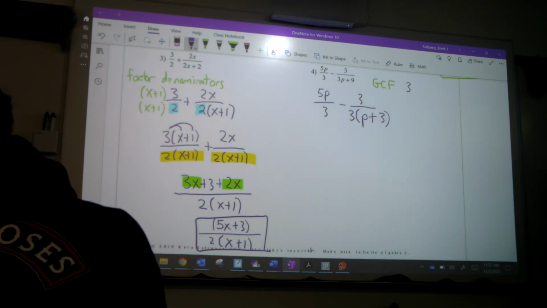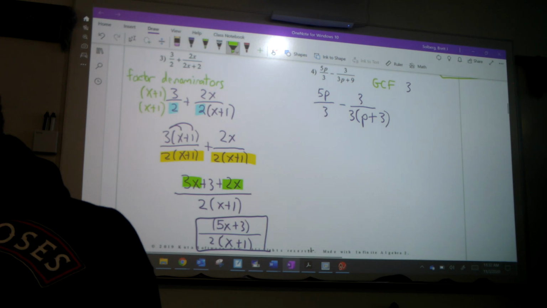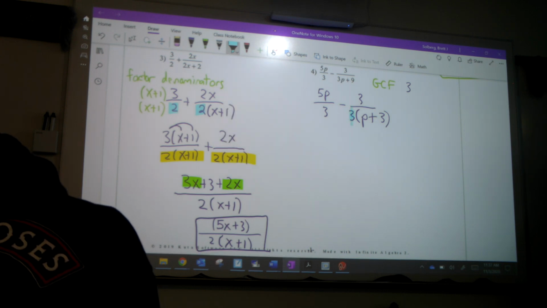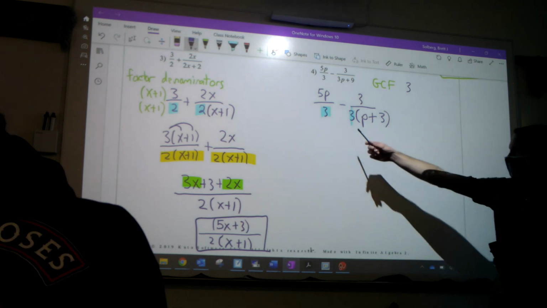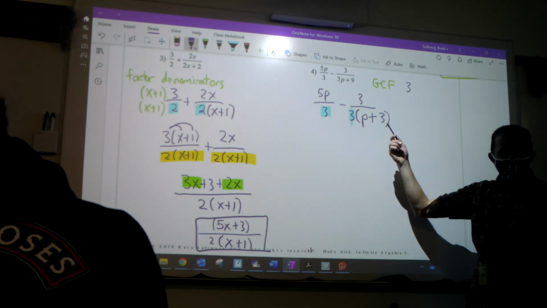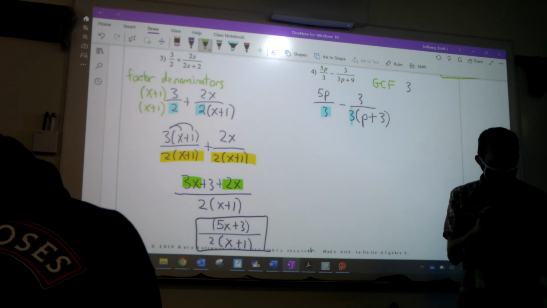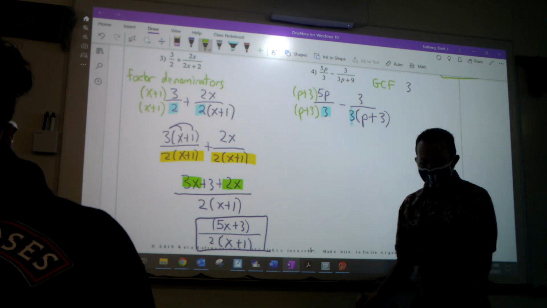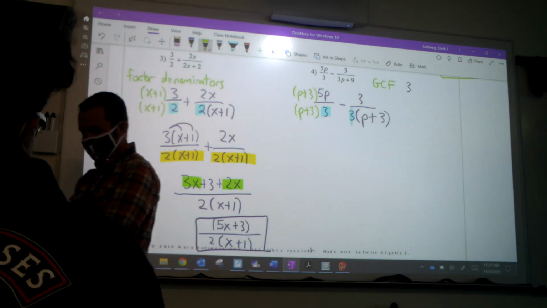All right? So Skylar, what do those denominators have in common? So they do have something in common, right? But this other one, what is it missing? It's kind of jealous, because it only has a 3, where this one has a 3 and p plus 3. So what should we do, guys? Let's give this other one a p plus 3, but if we put it in the denominator, we also need to put it in the numerator.